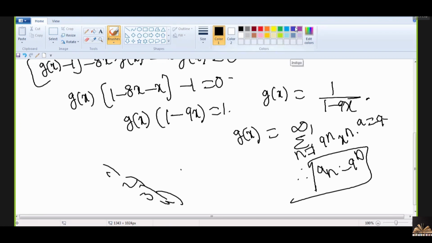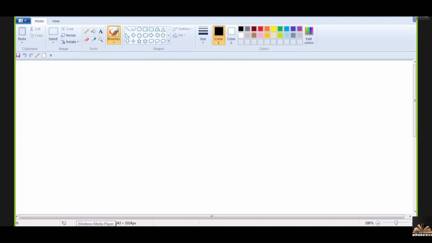I'll give you one problem for you to practice. Consider a n equal to a n minus 1 plus n with initial condition a0 equal to 1. You practice this at home.